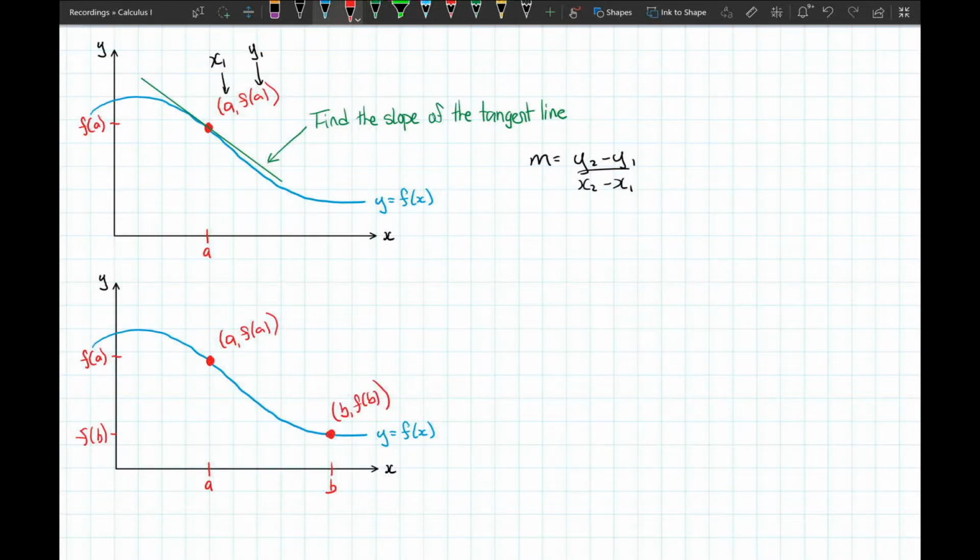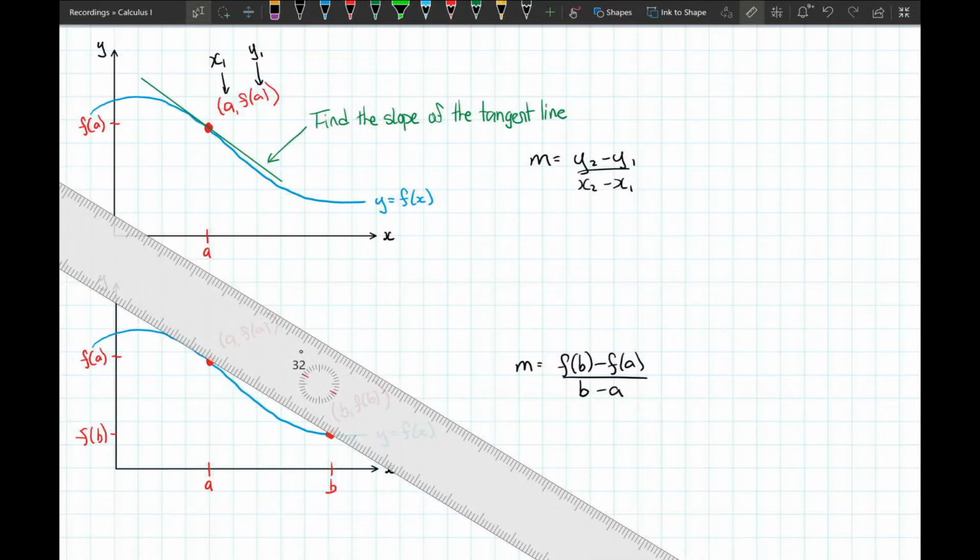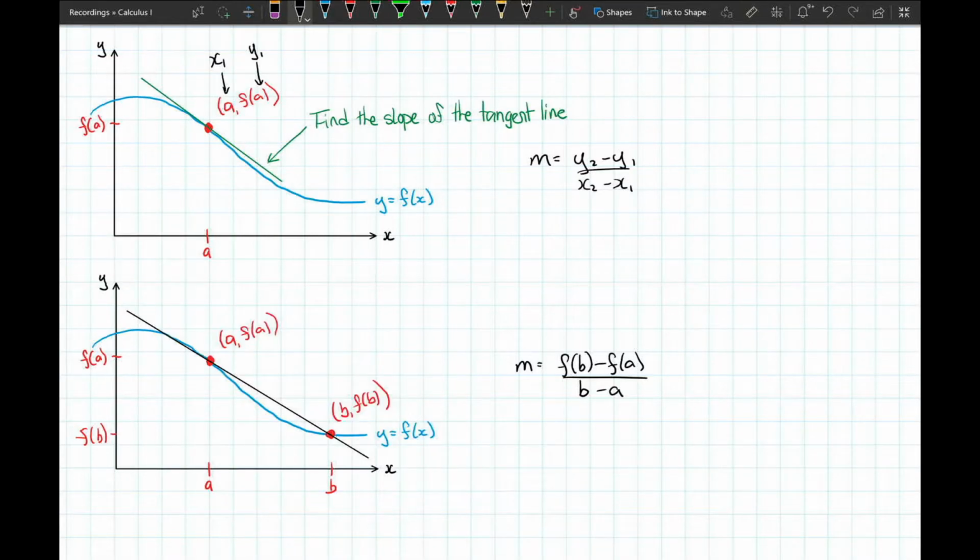Now I can compute the slope of a line going through those 2 points by using the same formula, where m is equal to the difference in y coordinates, f of b minus f of a, divided by the difference in the x coordinates, b minus a. And now that's not going to get me the same slope as that green line. What it's actually going to give me is the slope of a line going through these 2 points here. So let's make that a black line going through those 2 points. All right, that's definitely not a tangent line. What we call that is a secant line. And a secant line goes through 2 points on the graph.